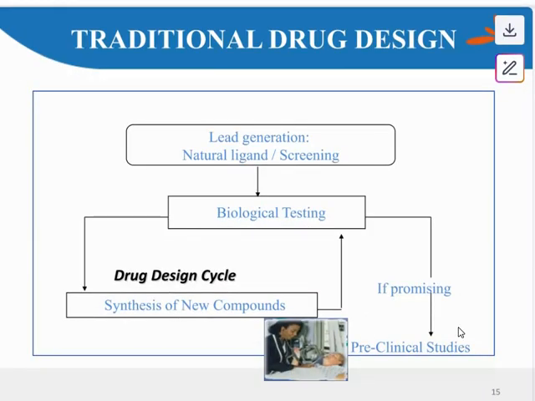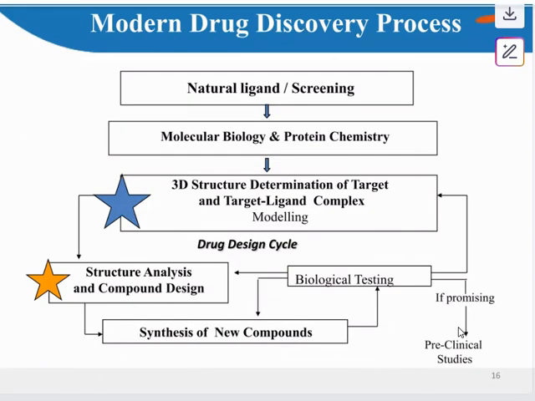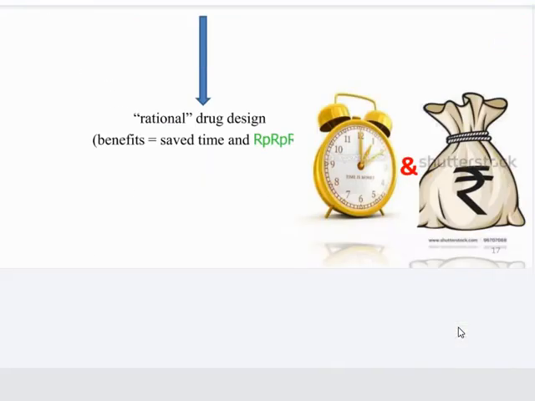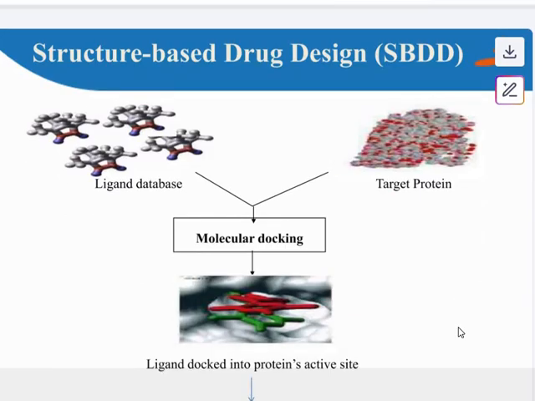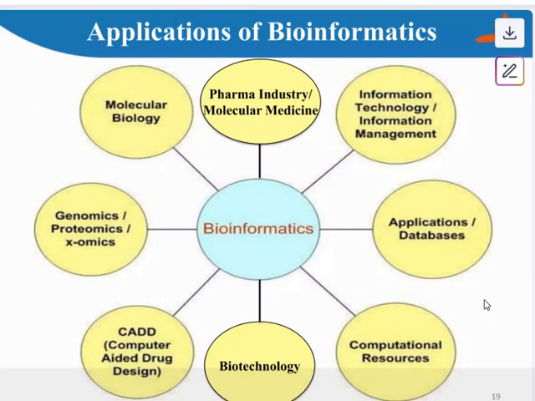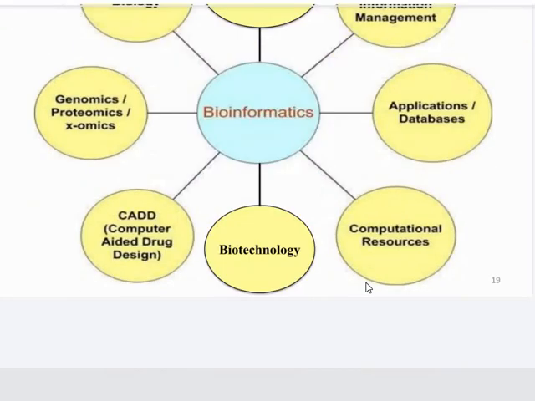So this is the traditional drug design. Now you can see the modern drug discovery process. So drug target, usually a protein, and binding of ligand to the target, that is the docking. So rational drug design benefits: saves time and dollars. So structure based drug design: you can see ligand database, target protein, molecular docking, ligand docked into protein active site, pharmacokinetics and pharmacodynamic optimization. These are the applications of bioinformatics.